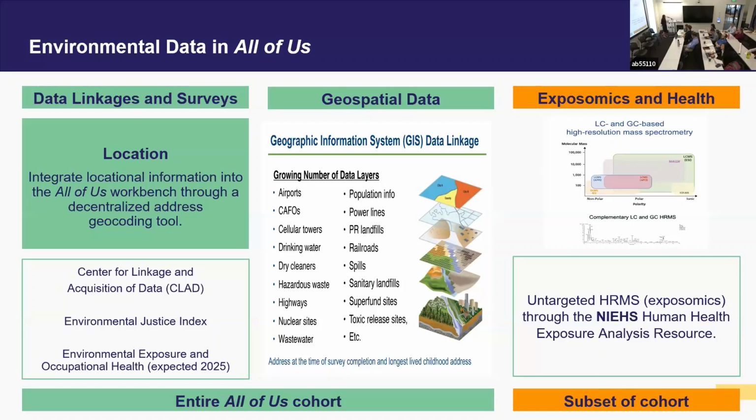We are going to be putting out an environmental exposure and occupational health survey so we can really get at what participants' views are about what their exposures have been. And then we are going to be geocoding our participants and thinking about how we can have higher levels of data access that allow for more individual level geocoded data, so we can bring in tools like this group is developing here. I'll just mention that for a subset of our cohort, we're actually doing untargeted mass spec exposomics so we can get an idea of the biological exposures that folks have had.